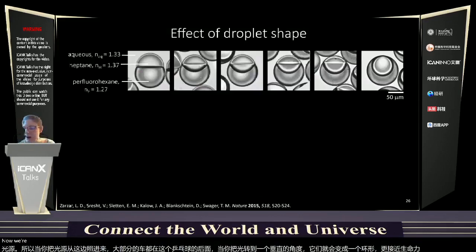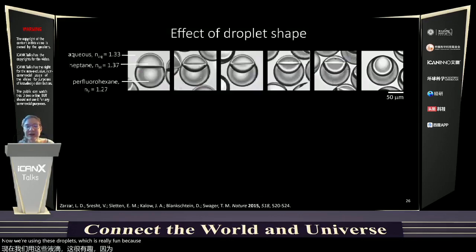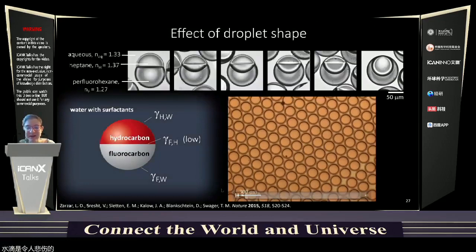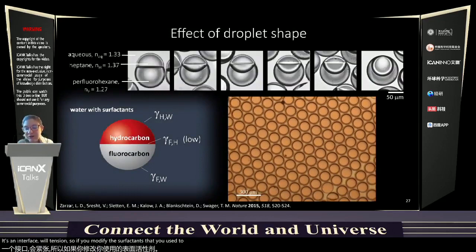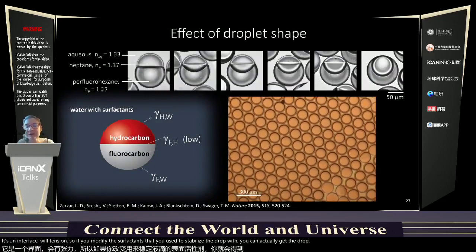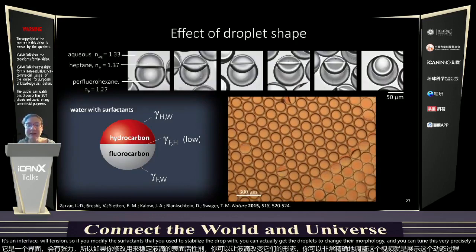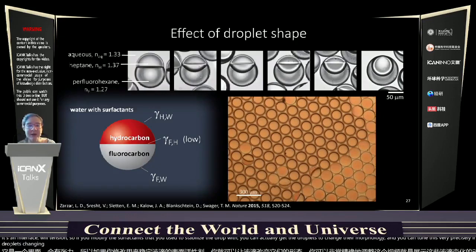Now we're using these droplets, which is really fun because we can actually change the droplet shape. Droplets are sensitive to the balance of interfacial tension. So if you modify the surfactants that you use to stabilize the droplets, you can actually get the droplets to change their morphology, and you can tune this very precisely. This video is just showing this dynamic process of these droplets changing shape when we add surfactant.